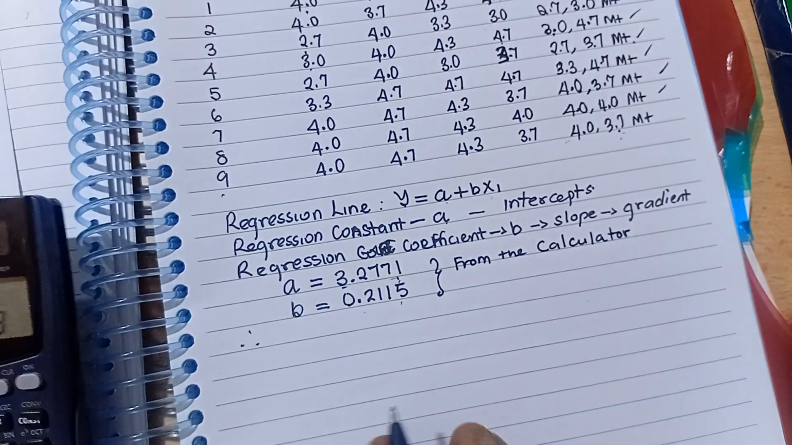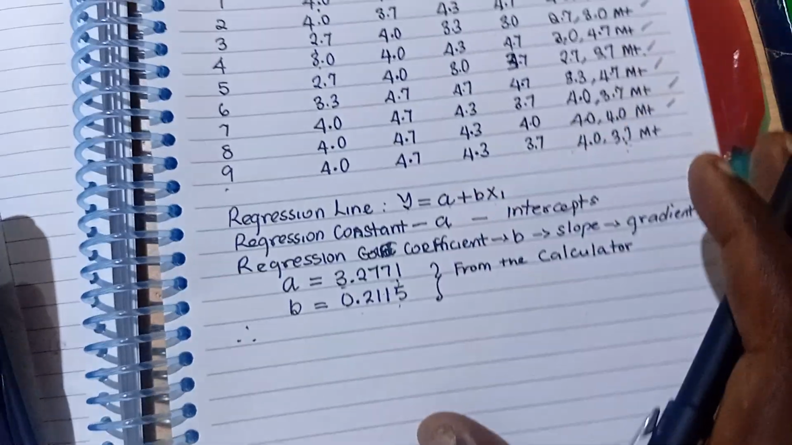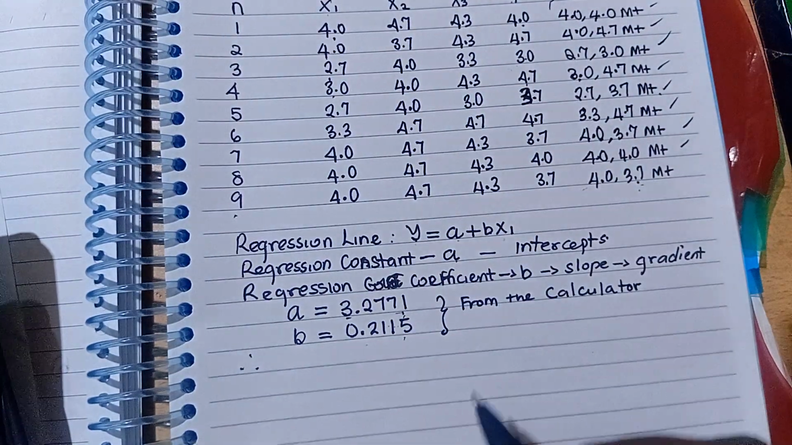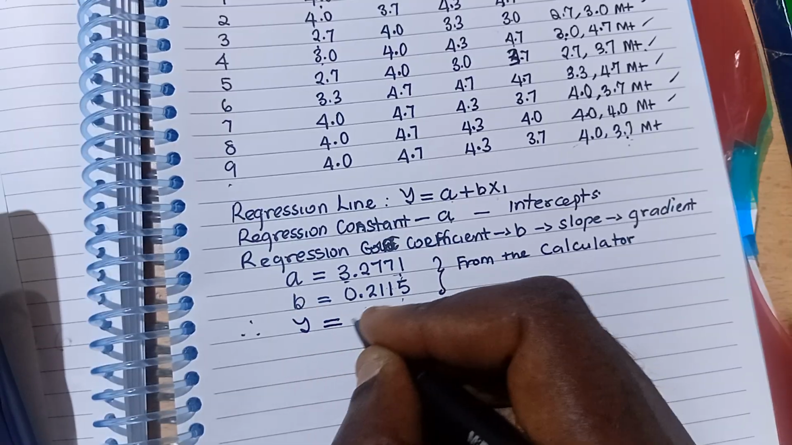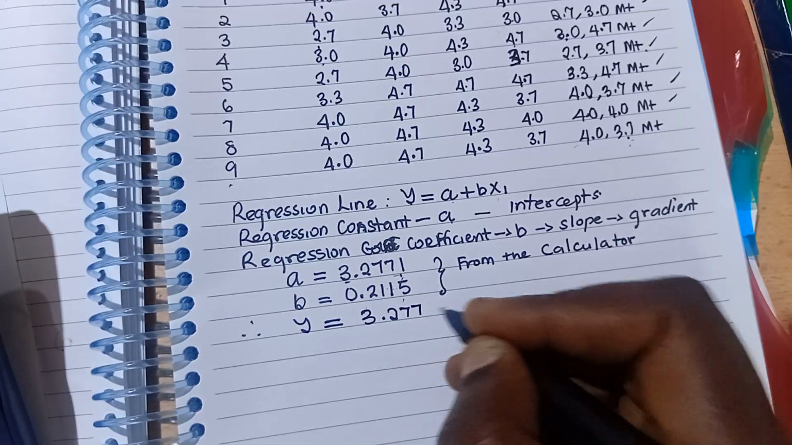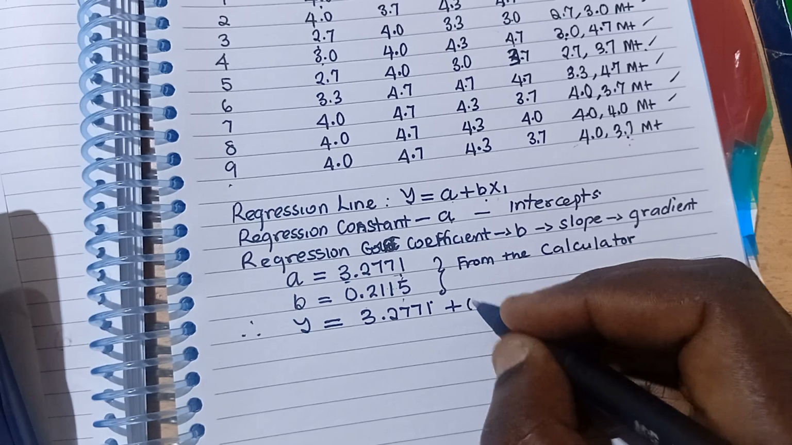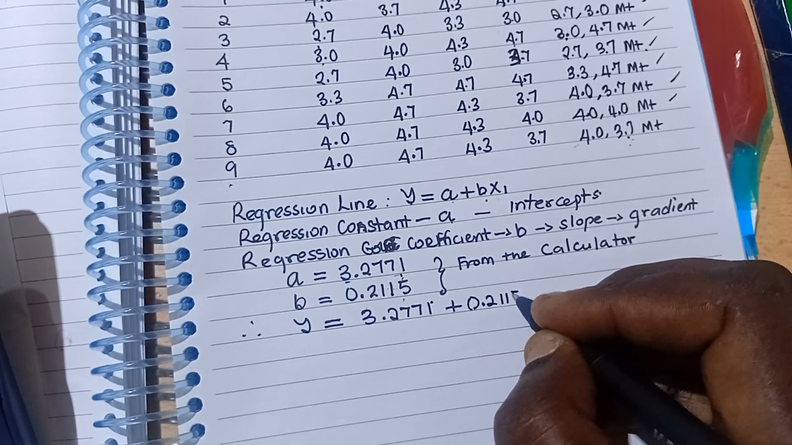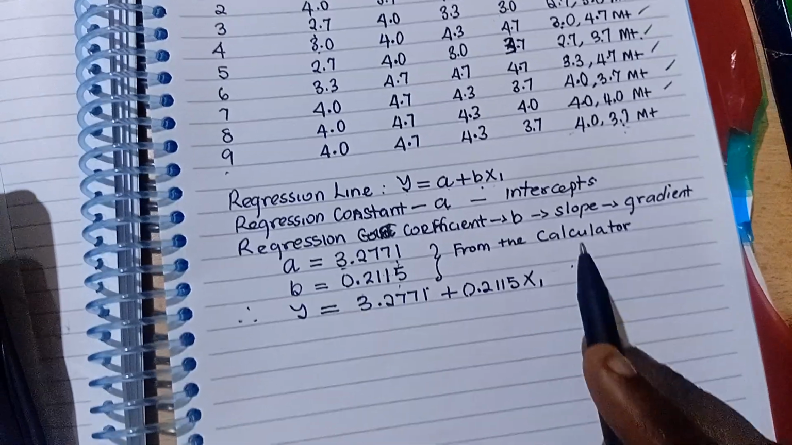Okay. So the examiner will know that you have used a calculator to generate this, okay? Because there is a formula, there is a model, but we are not using the model here. Then our y regression line equals a. The value of a is 3.2771 plus the value of b is 0.2115x1. Now, this is the regression line.